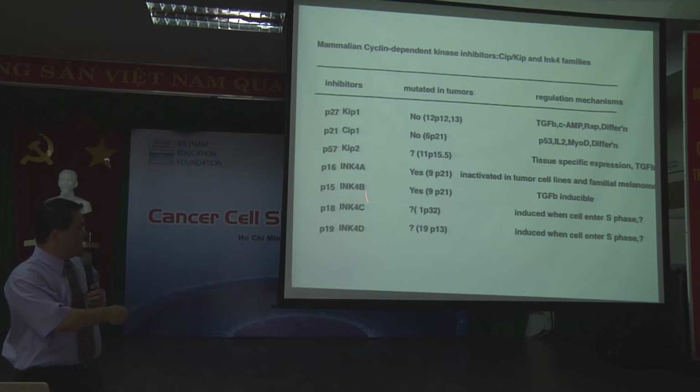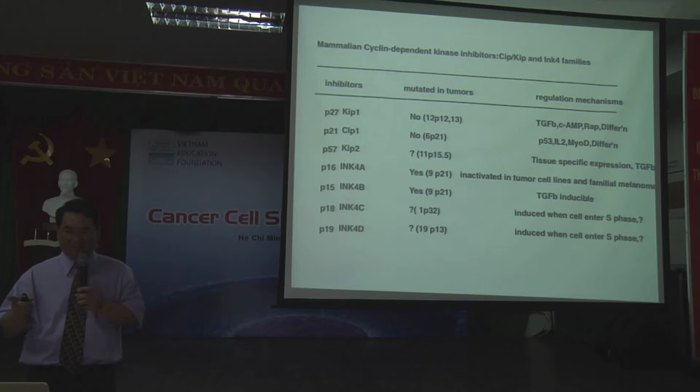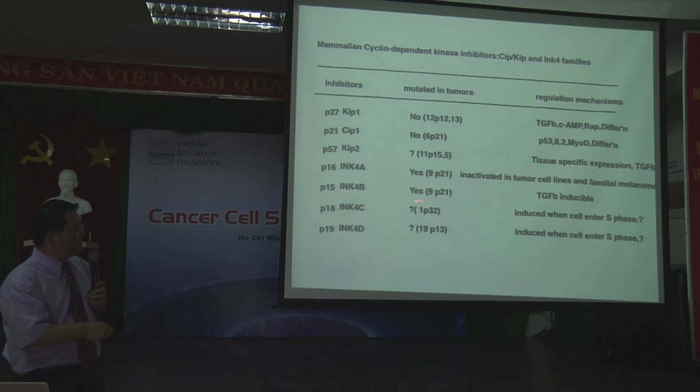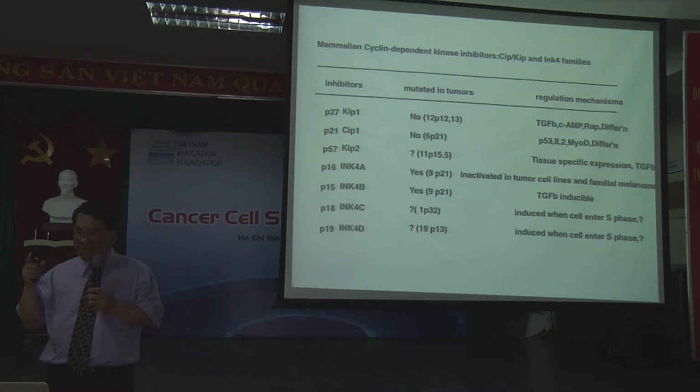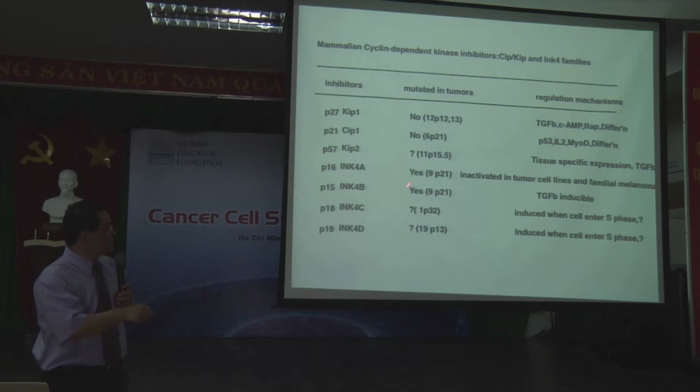But another type of family, P16 and P15, does have a gene defect. For example, 9P21 and 9P, for P16 and P15, have a deletion in cancer cell lines, plus some human melanoma. So indeed, this is a typical tumor suppressor gene.